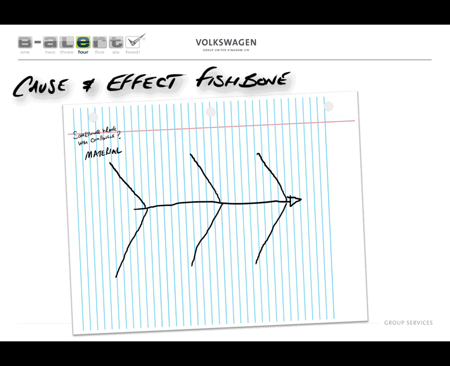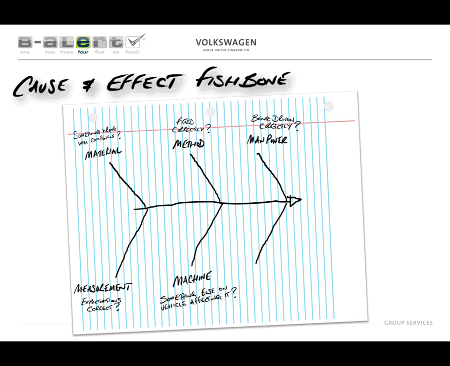Material. Is there something wrong with the substance the cat is made from? Method. Is it being fitted correctly? Manpower. Is the vehicle being operated correctly? Measurement. Are your expectations of how the cat lasts realistic? Machine. Is it the vehicle that's affecting the component? And environment. Is the vehicle being used in the correct conditions?